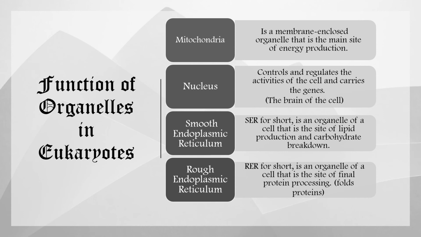Smooth endoplasmic reticulum, SER for short, is an organelle of the cell that is the site of lipid production and carbohydrate breakdown. Rough endoplasmic reticulum, RER for short, is an organelle of a cell that is the site of final protein processing.